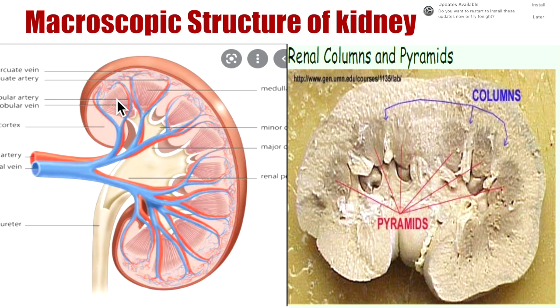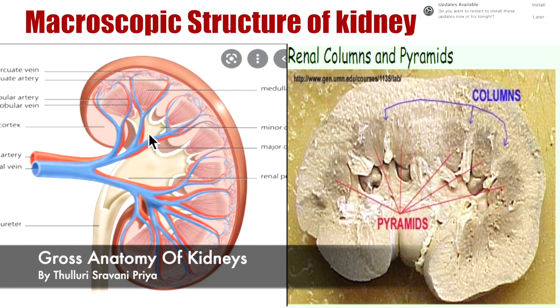Each renal pyramid has a base and an apex. 2 to 3 apices of the renal pyramids open into a single minor calyx. Here we'll see the 7 to 10 minor calyces. These are the minor calyces. A single minor calyx receives the 2 to 3 apices of renal pyramids.